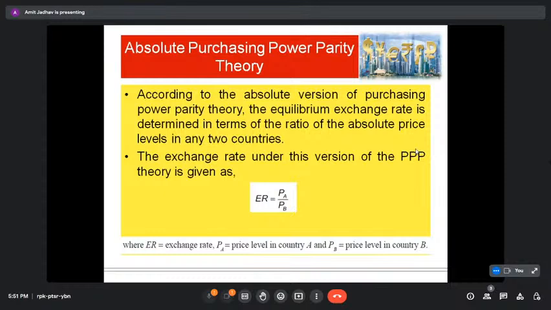purchasing power. The exchange rate under this version of the PPP theory is given as ER, meaning exchange rate, equal to PA over PB, where PA is the price level in country A and PB is the price level in country B. Through this formula, we are able to calculate the absolute purchasing power parity through the exchange rate.